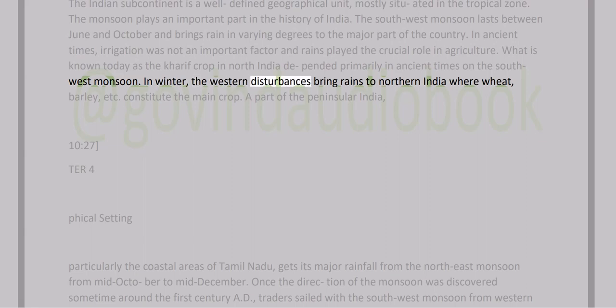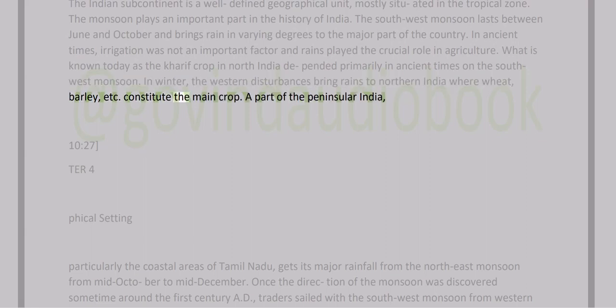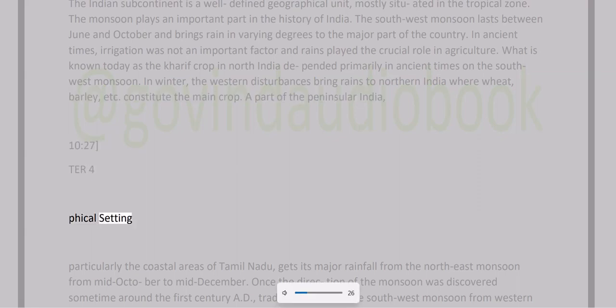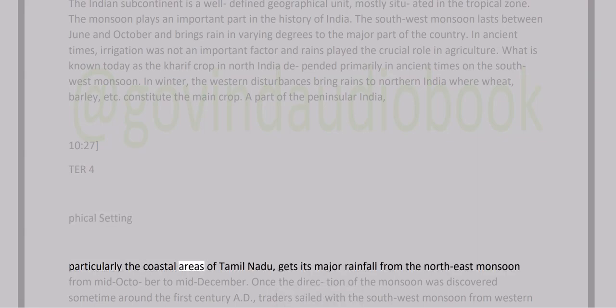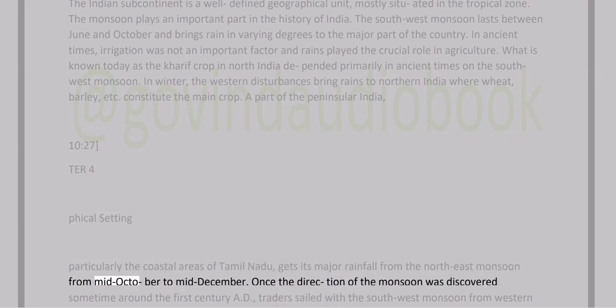In winter, the western disturbances bring rains to northern India where wheat, barley, etc. constitute the main crop. A part of peninsular India, particularly the coastal areas of Tamil Nadu, gets its major rainfall from the northeast monsoon from mid-October to mid-December.